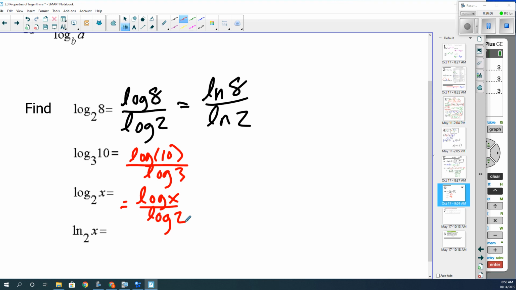And then this last one, I could do that as natural log x over, actually no, I can't even do that one. This one's written bad. That's not even a possibility because a natural log is a log with a base e. So that last one's not even possible.